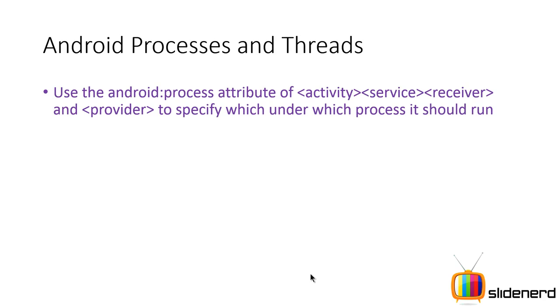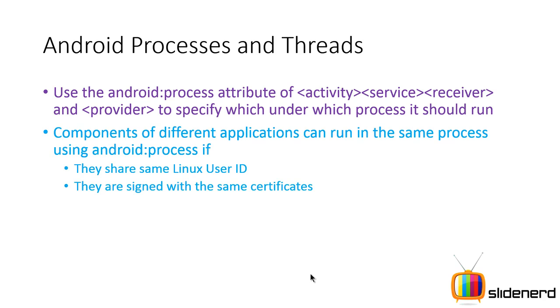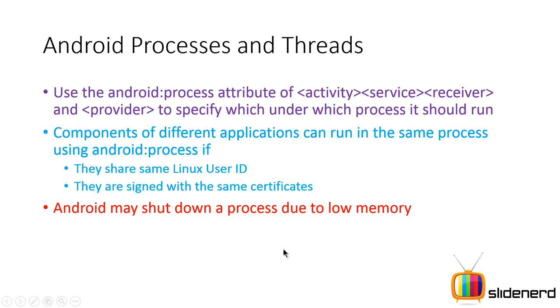You can have an activity, a service, and a content provider, everything, run in a different process if you want. That can be done with the android:process attribute, but remember there are certain conditions to that. First of all, they should have the same Linux user ID. We will talk about what this Linux user ID is later, so don't worry about it. For now, let's just assume that sentence as it is. And they are signed by the same developer, which means with the same certificates. Those are the 2 conditions.